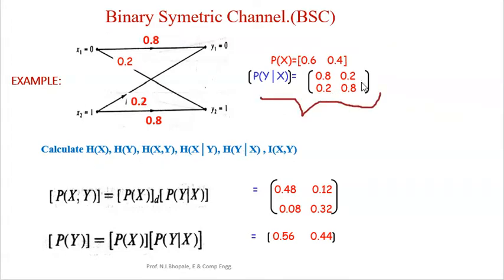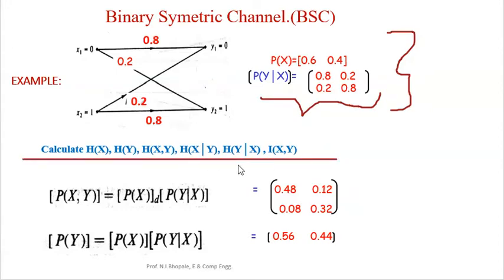Based on this channel diagram and the given values of p of x, we are being asked to calculate H of x, that is the entropy of the transmitter, the entropy of the receiver, H of xy, that is the joint entropy, the conditional entropies, as well as the mutual information. Let's proceed one by one.